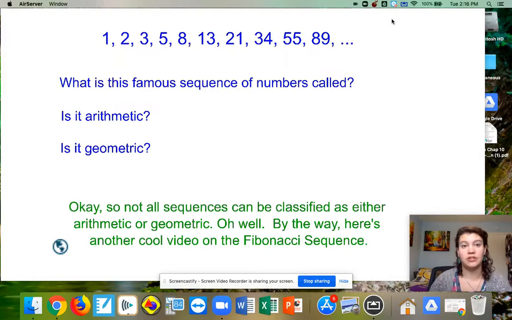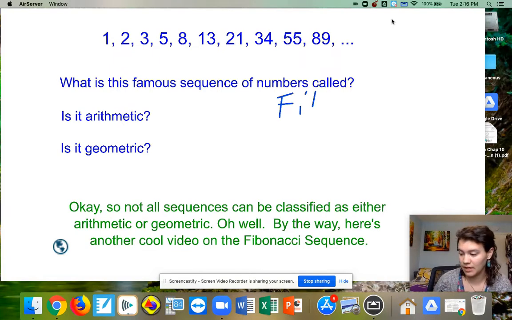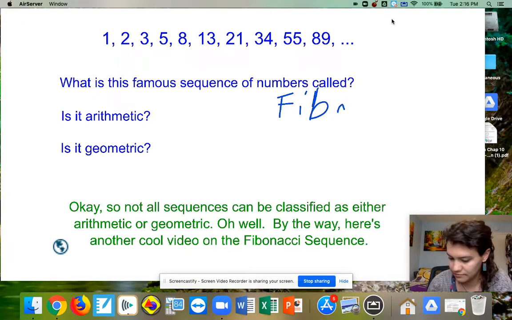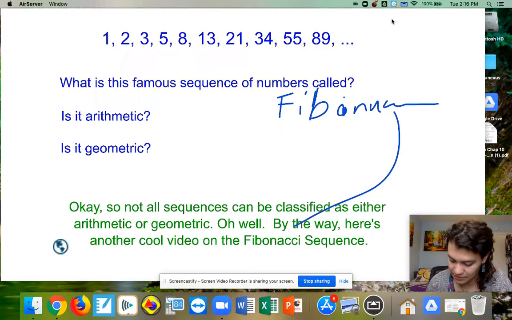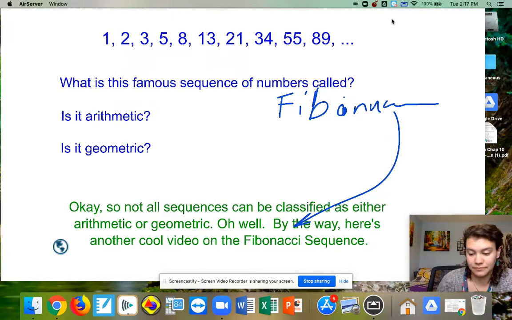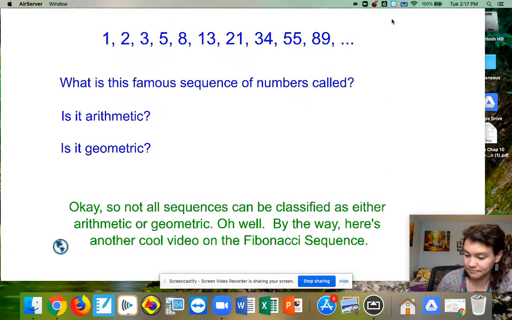All right, so here's another sequence. What is it? This is the Fibonacci sequence. Anyways, there's the spelling. So look at this. Is it arithmetic? And then try to decide, is it geometric? Which of those is it?